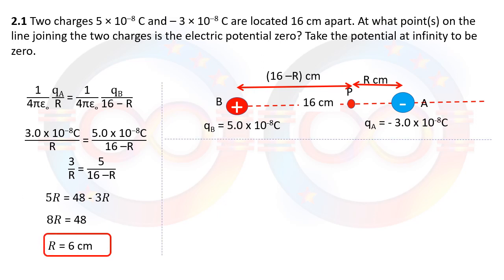Now the question is whether we can take only point P where potential will be 0, or any other point is there where potential is 0? So there are other points. That point we have to consider either near to B but outside the line joining, or near A outside the line joining, on the line joining. So near A, if you are going to consider, it is quite comprehensible because A is having small magnitude in comparison to that of B.